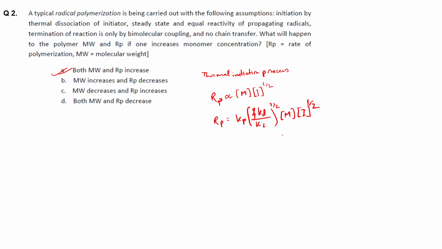If you increase the monomer concentration, then Rp will also increase. And for the Mw value, Mw is Xn into M0, right? And Xn is the degree of polymerization. It is also related to the kinetic chain length. Nu is the kinetic chain length.